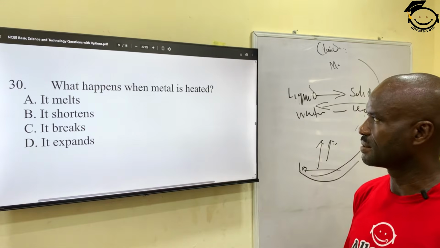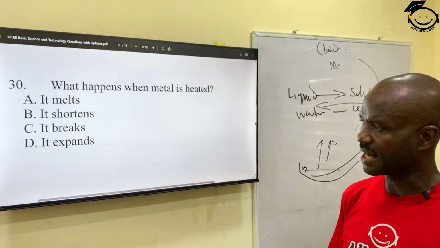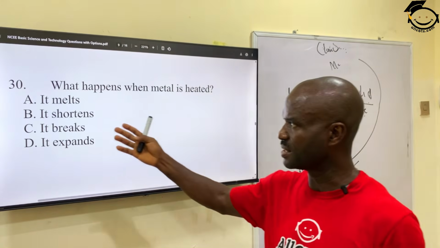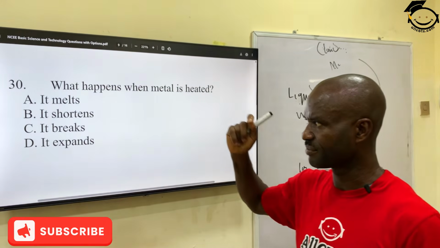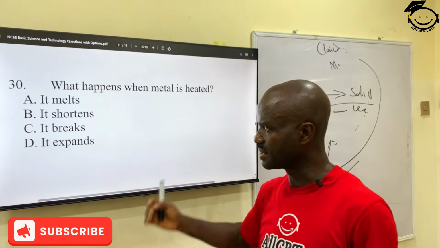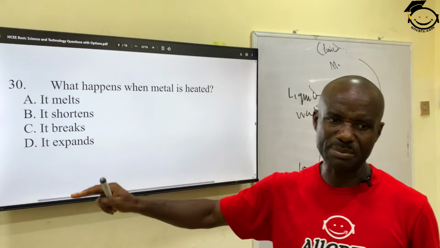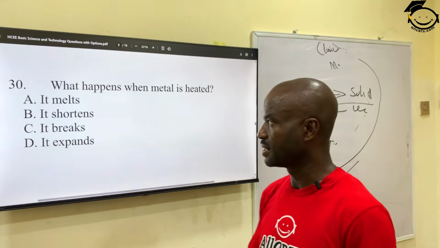Question 30. What happens when metal is heated? Metal has the characteristic, when you heat it, it does this. A, it melts. B, it shortens. C, it breaks. Then D, it expands. The correct answer is D. Metal expands when it's heated.